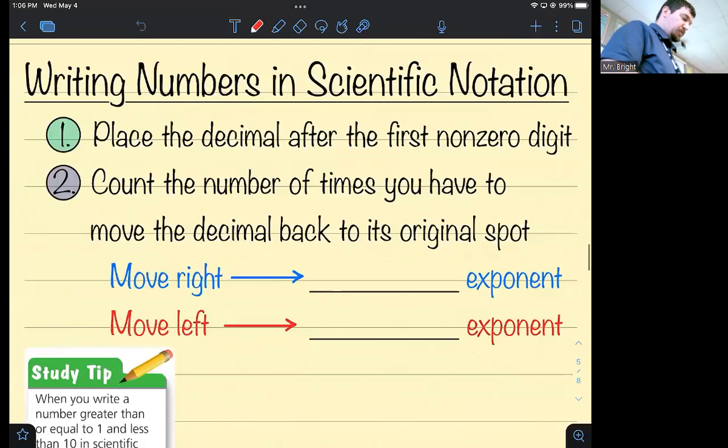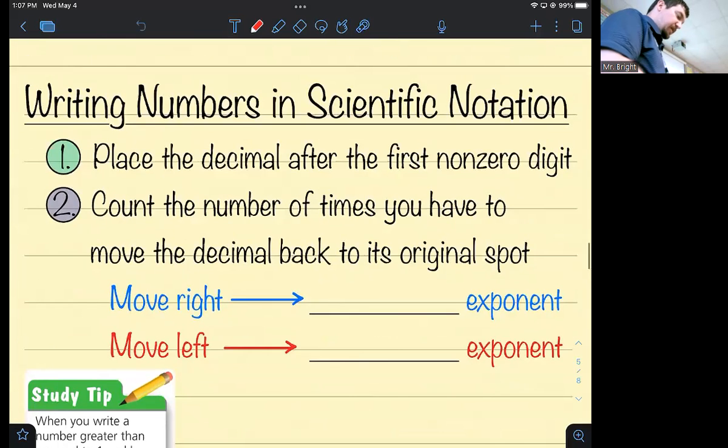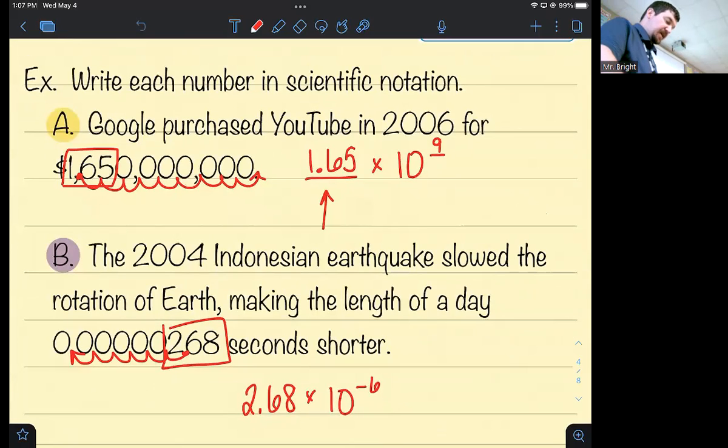So there are two steps. Place the decimal after the first non-zero digit. So in the case of the Google problem, YouTube, it was after the 1. In the case of the Indonesian earthquake, it was after the 2. That'd be the first non-zero digit.